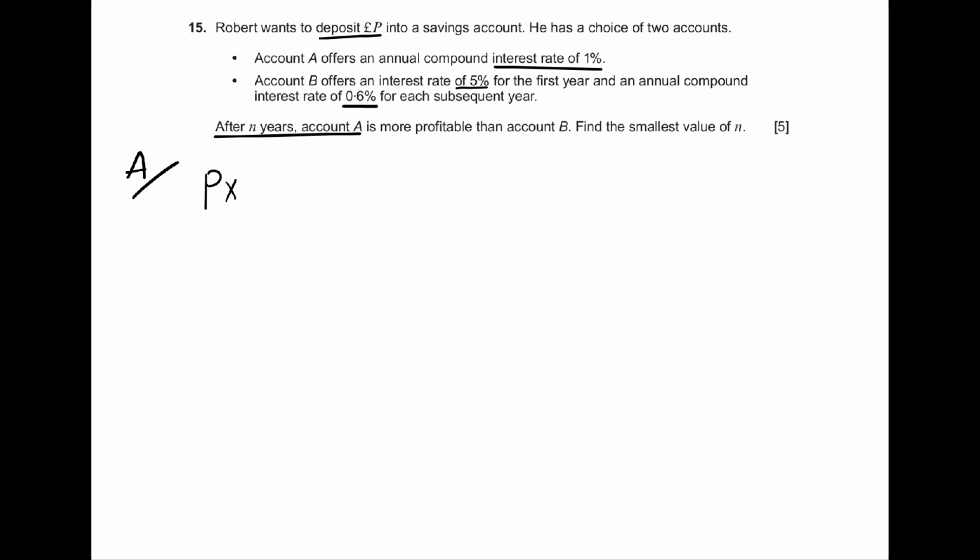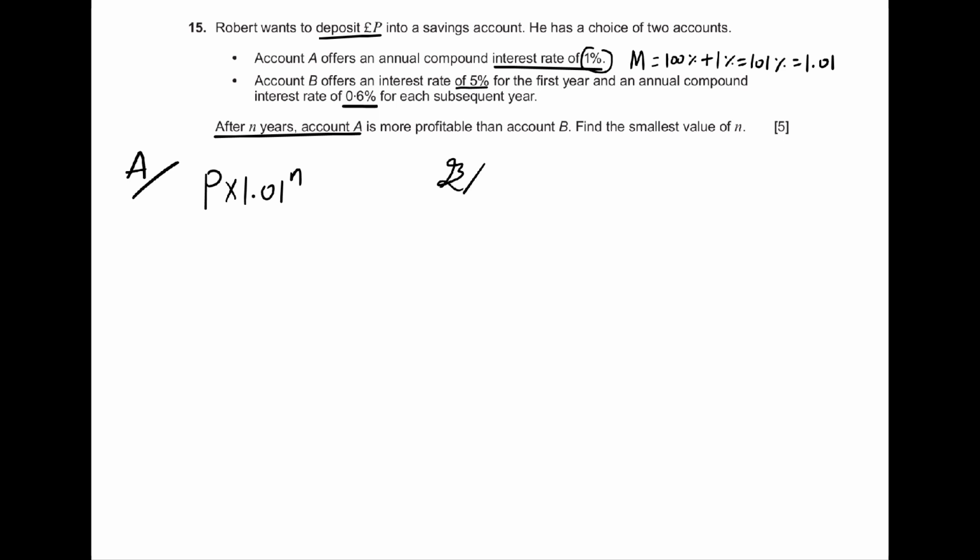So if the compound interest rate is 1%, then you can work out the multiplier by doing 100% plus 1%, which is 101%, which is, as a decimal, 1.01. So the amount in account A after n years is P times 1.01 to the power of n.